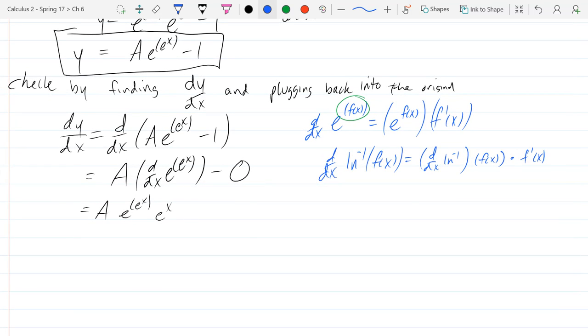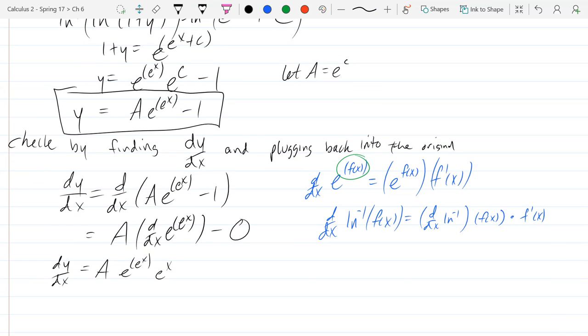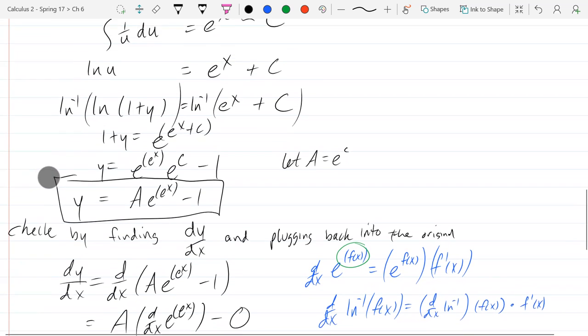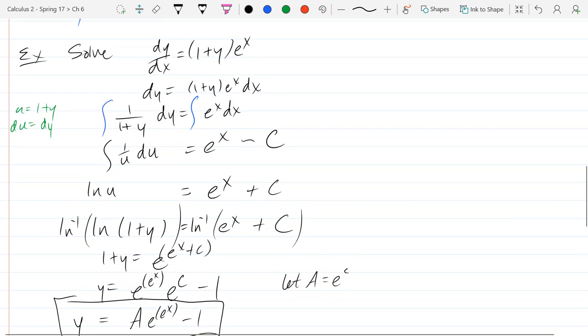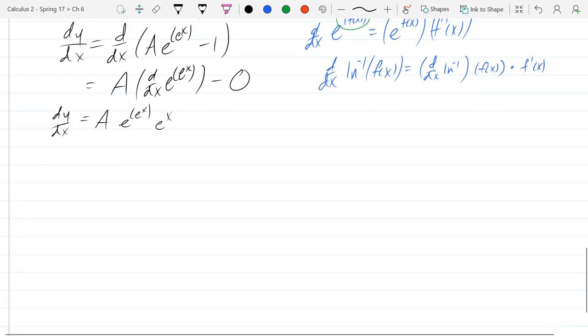So all we did was find y prime, or dy dx. That's half the checking process. The other half is go to the original way up here. I'll just copy this original down below. That'll be probably faster. dy dx equals 1 plus y e to the x.